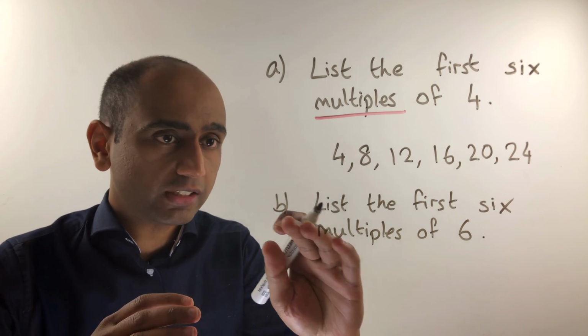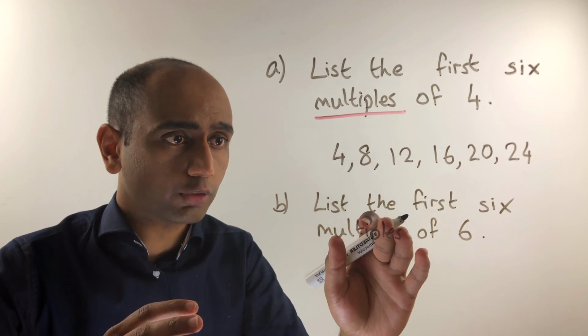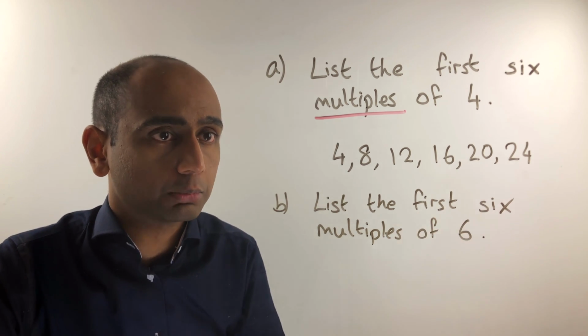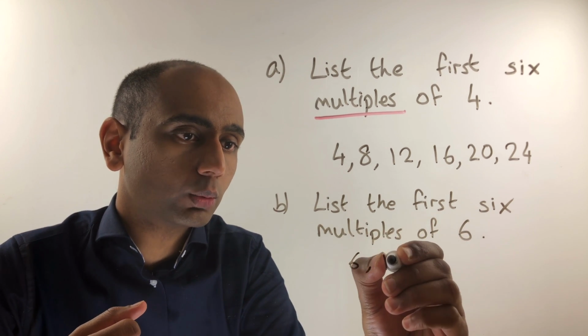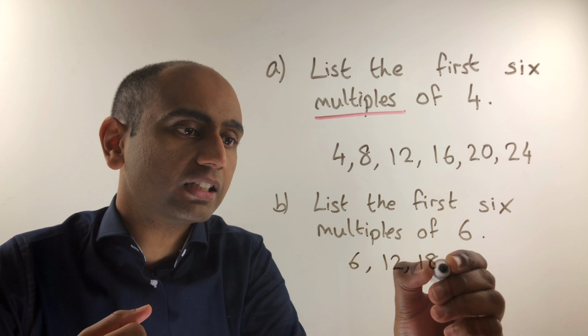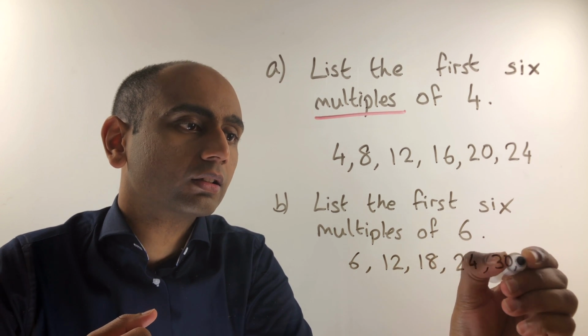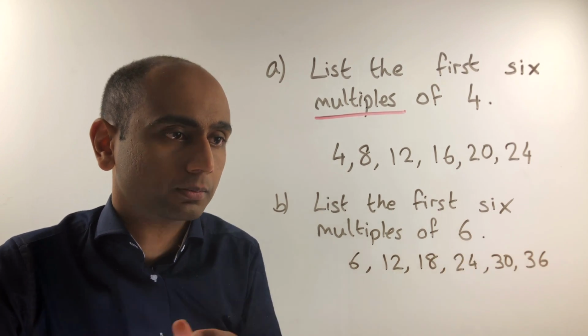In part B, we need to list the first 6 multiples of 6. So these are the first 6 numbers in the 6 times table. We've got 6, 12, 18, 24, 30 and 36.